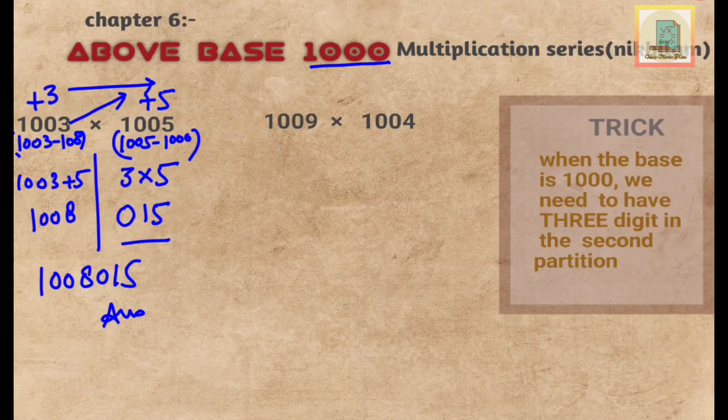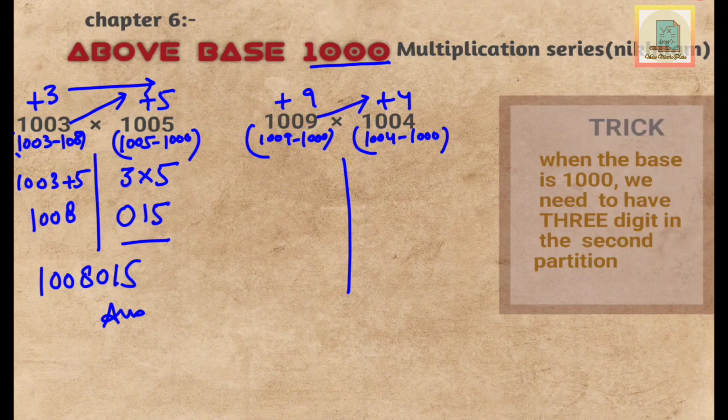Now first of all we'll take the deviations. 1009 minus 1000 gives you plus 9 as deviation, and 1004 minus 1000 gives you plus 4 as deviation. Now make a partition. In the first partition, first number plus the second deviation, which is 1009 plus 4, and in the second partition multiply the deviations, which is 9 multiplied by 4.